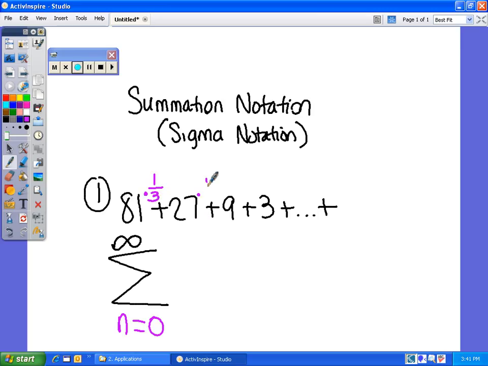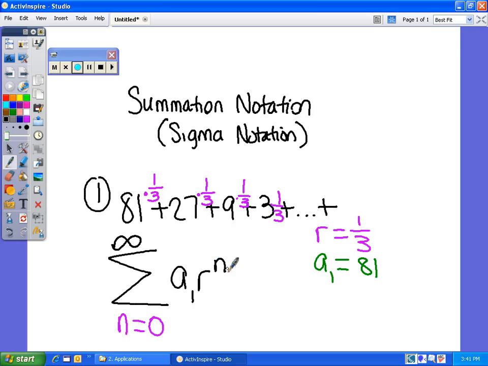So basically, you just keep multiplying by 1/3, and our ratio is 1/3. We are multiplying by the same number every time. We also need our a sub 1, which is our first term, and that's 81. Now the formula that we are going to use is a sub 1 times r to the n power.